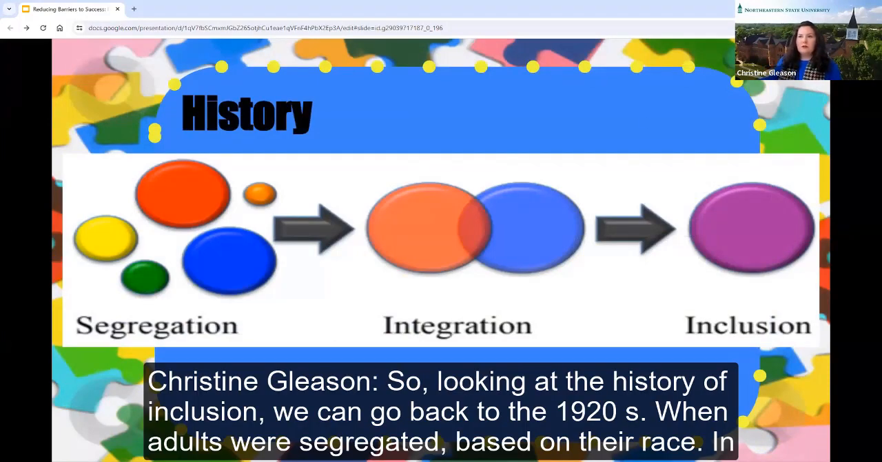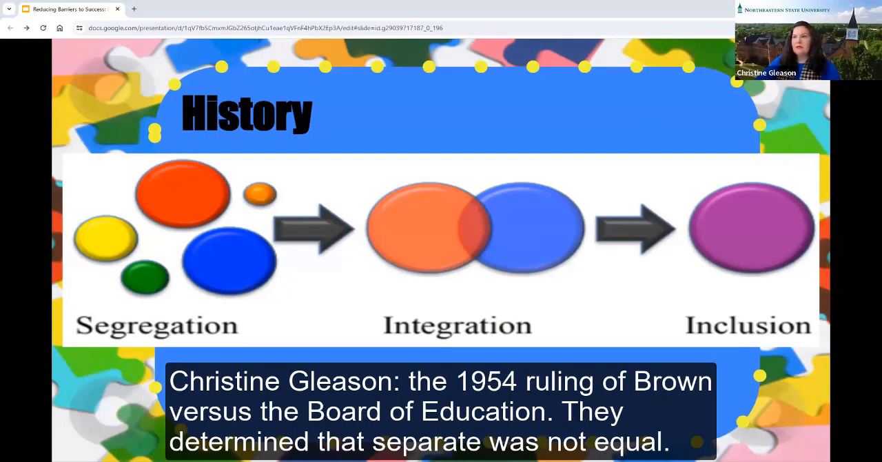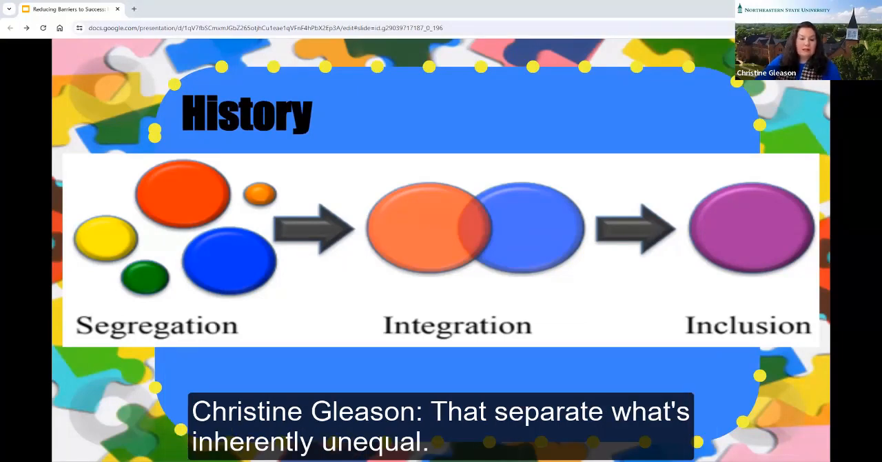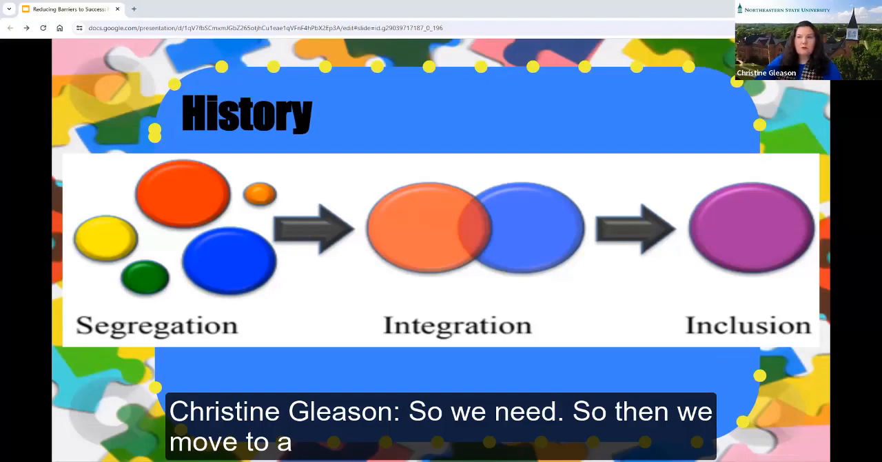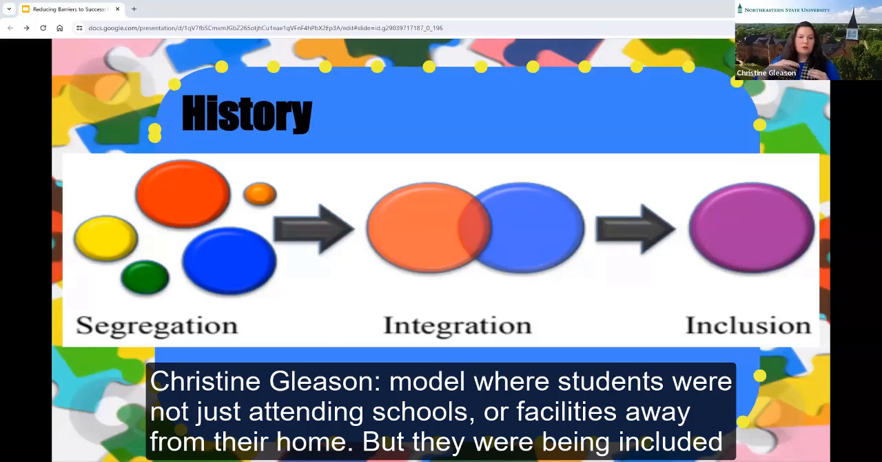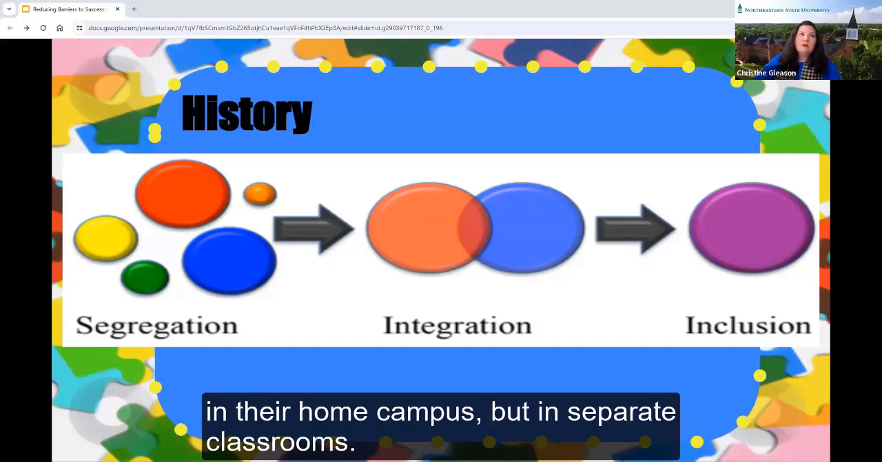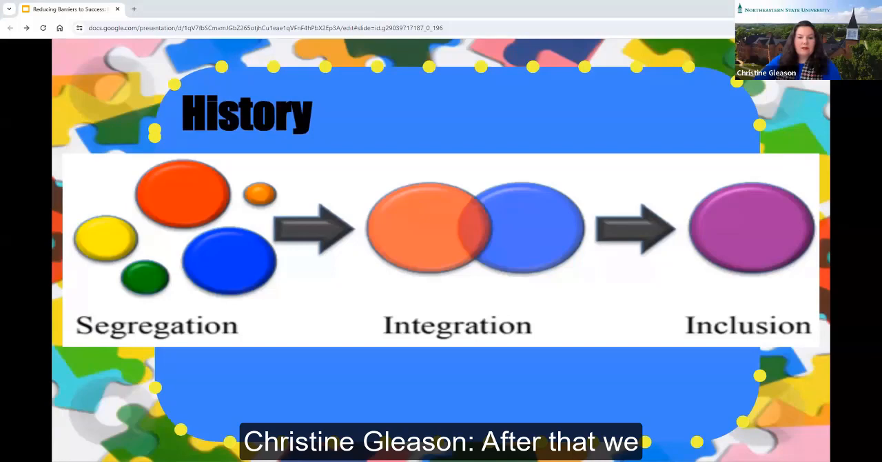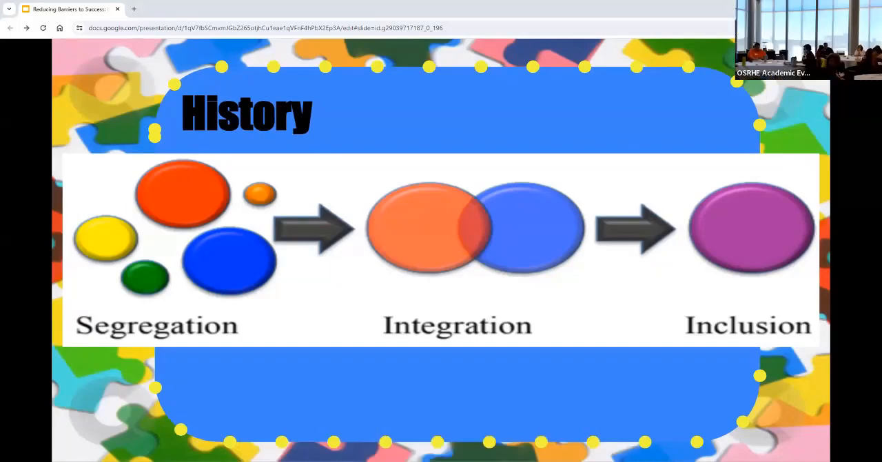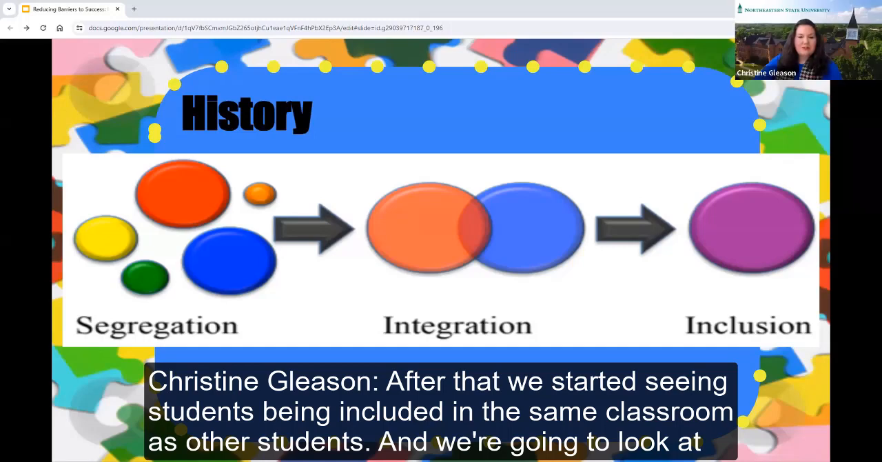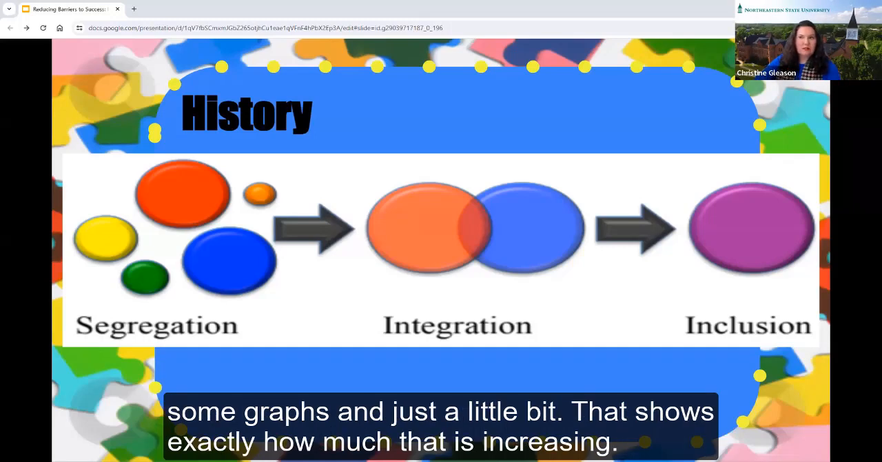So looking at the history of inclusion, we can go back to the 1920s when adults were segregated based on their race. In the 1954 ruling of Brown versus the Board of Education, they determined that separate was not equal, that separate was inherently unequal. Then we moved to a model where students were not just attending schools or facilities away from their home, but were being included in their home campus, but in separate classrooms. After that, we started seeing students being included in the same classroom as other students. We're going to look at some graphs in just a little bit that show exactly how much that is increasing.